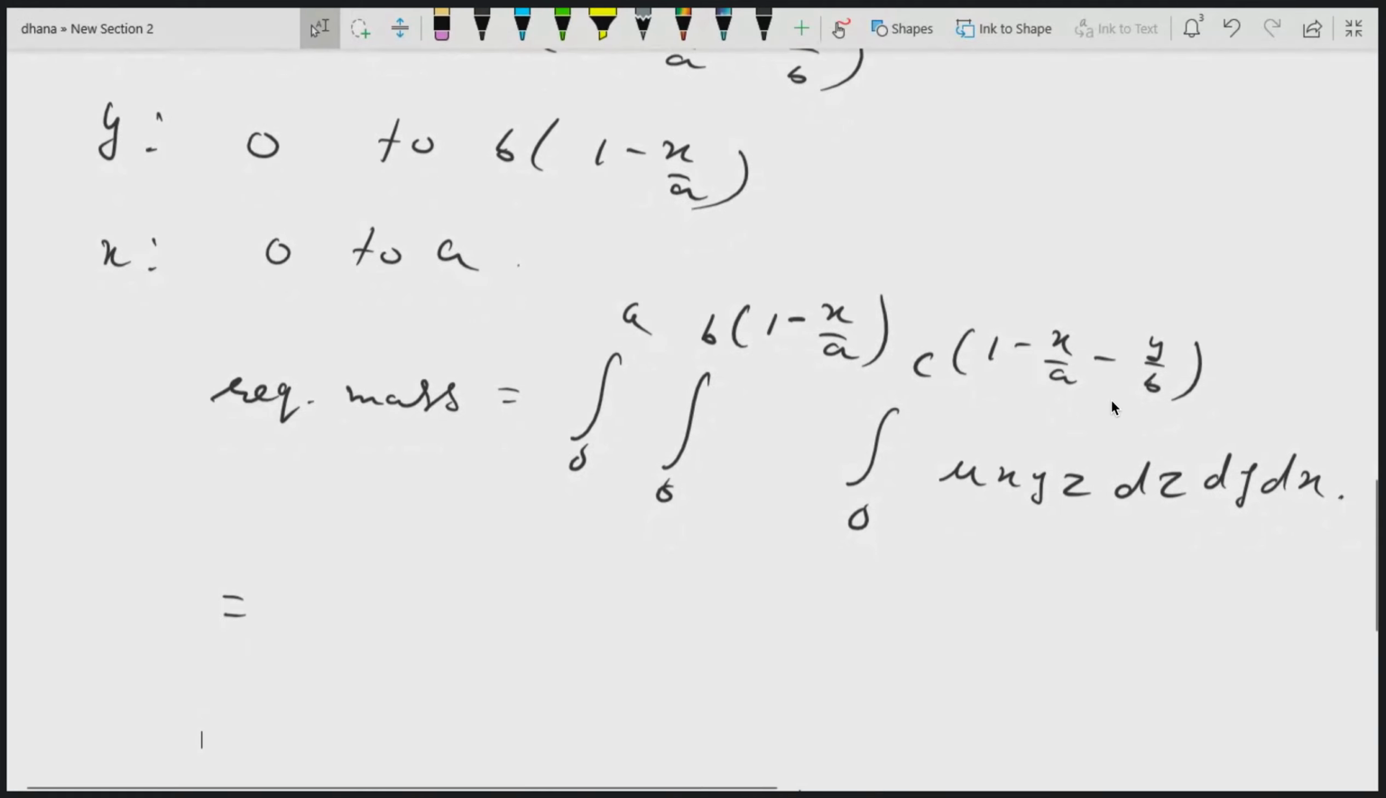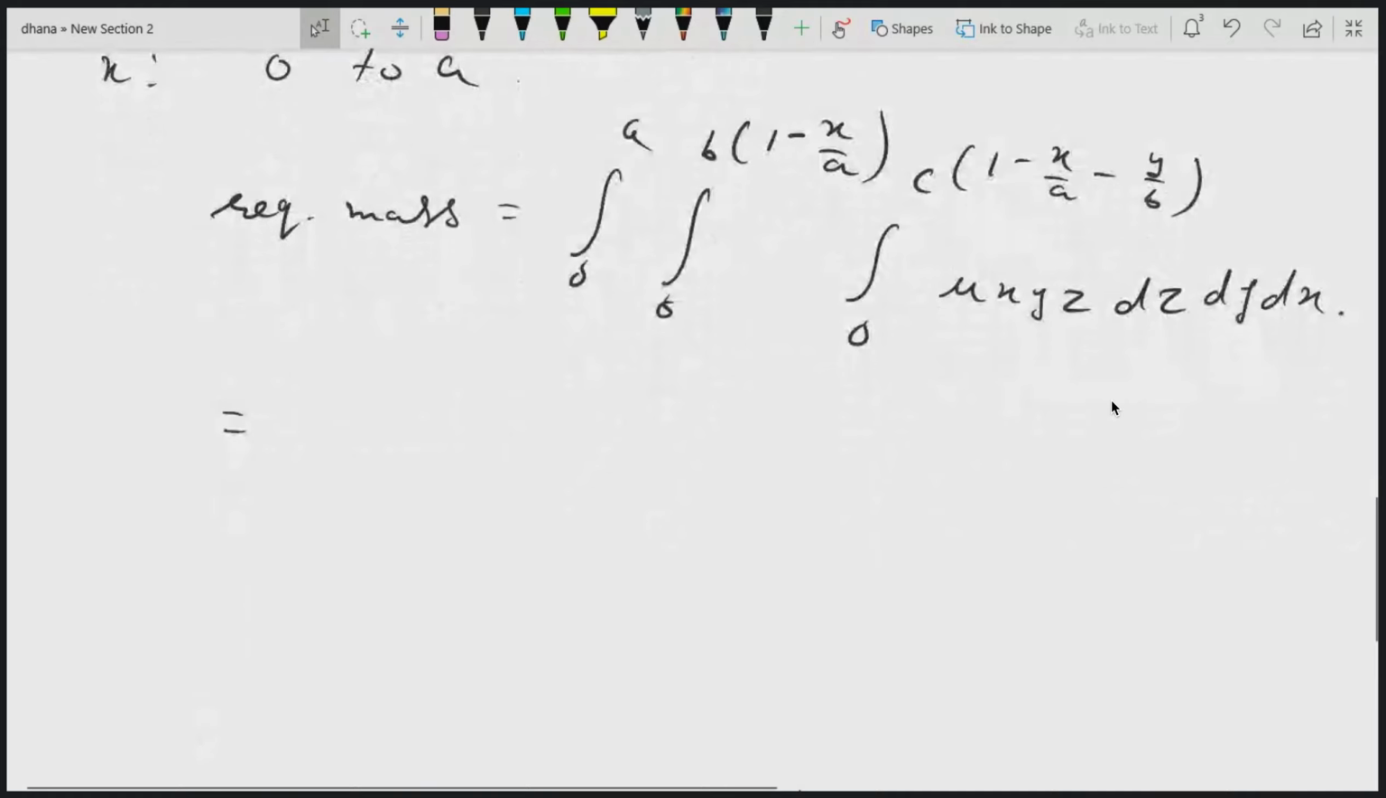Here I'm calculating the total, I mean required mass, I'm calculating. Total mass of this tetrahedron bounded by the coordinate planes x is equal to 0, y is equal to 0, z is equal to 0, and the plane x by a plus y by b plus z by c is equal to 1.